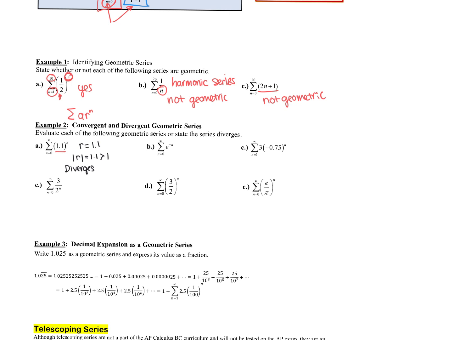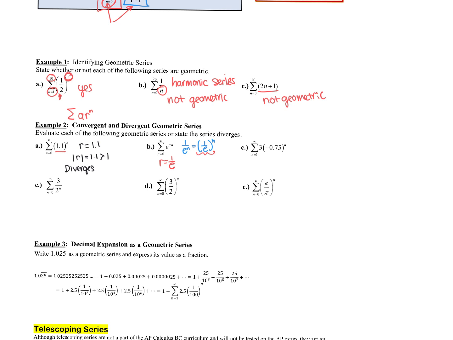For B here, we have something raised to the nth power, but this one's a little interesting because it has a negative. So we do want to rewrite that without the negative in order to really look at what we're looking at. So we'll rewrite this as 1 over e to the n, because 1 to the n is just 1. Okay, so that's a nice little trick. So here now, if we look at that, we do have something raised to the nth power. So here r will be 1 over e.